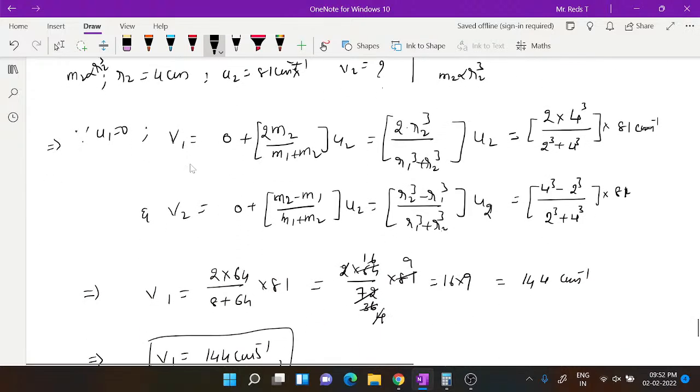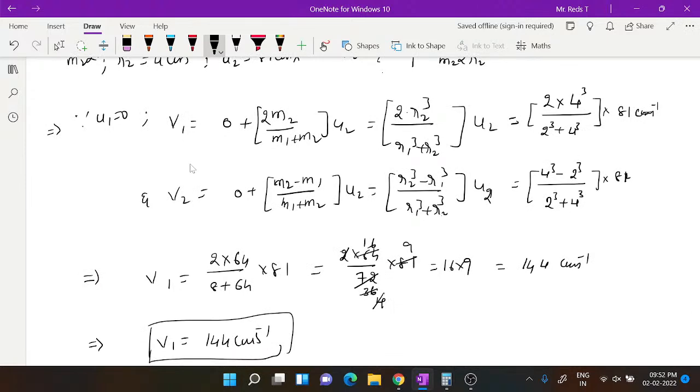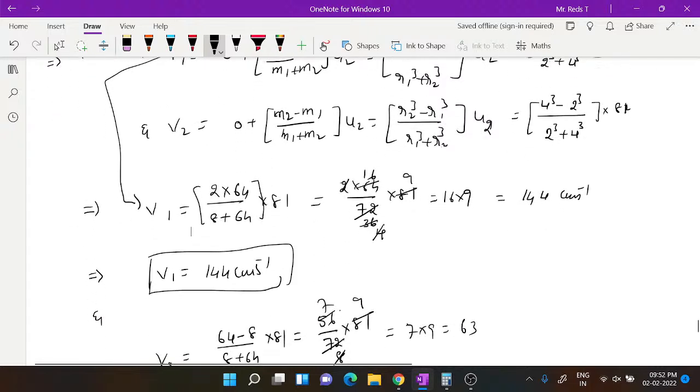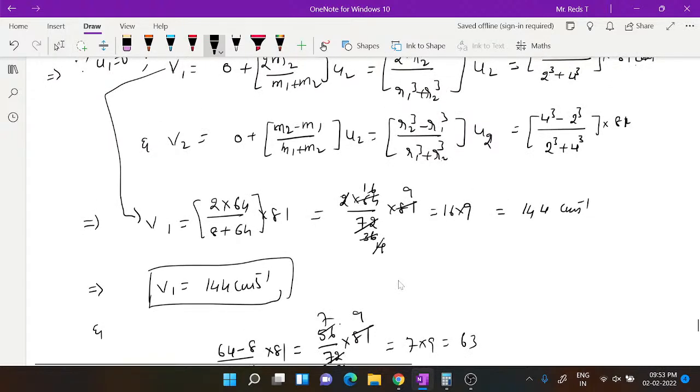Now let us substitute the values. v1 is equal to 2 r2 cube by this into u2. R1 and r2 values are given, so 2 into 4 cube by 2 cube plus 4 cube into 81. Simplifying, you get 2 into 64 by 8 plus 64, which is 72, into 81. You can cancel 9 nines and 9 eights are 72, and then simplify further: 8 into 2 is 16 into 9, it will give you 144.